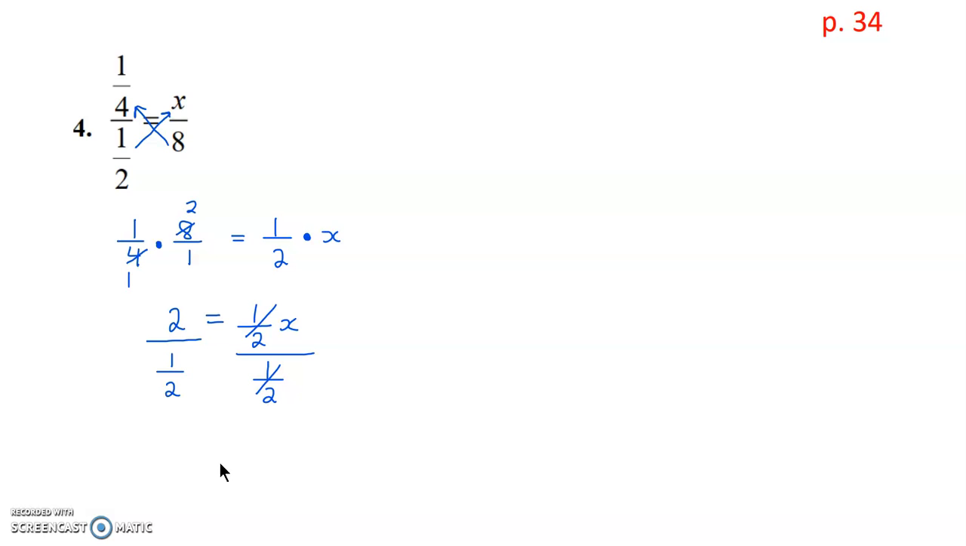Now I have 2 divided by a half, so 2 over 1 divided by a half is equal to x. Well, that's 2 over 1 times 2 over 1. So 2 over 1 times 2 over 1 is equal to 4. And that's equal to x. So x is equal to 4. A quarter over a half is equal to 4 over 8.